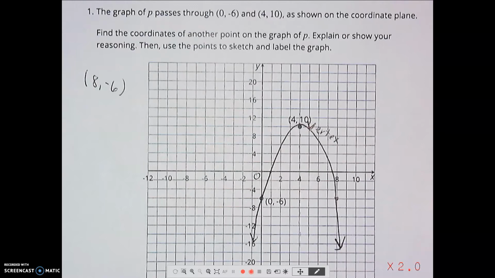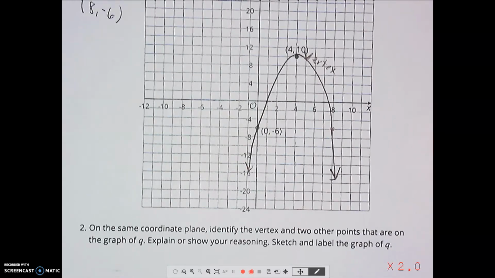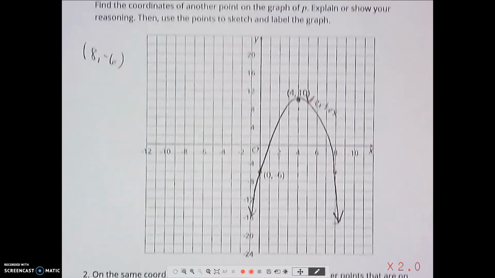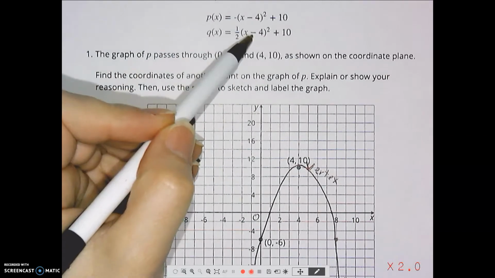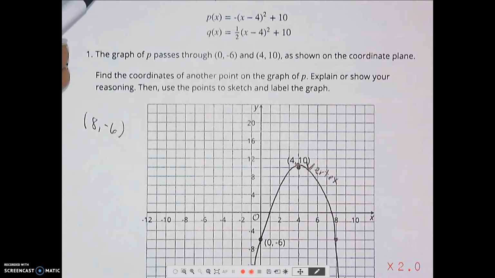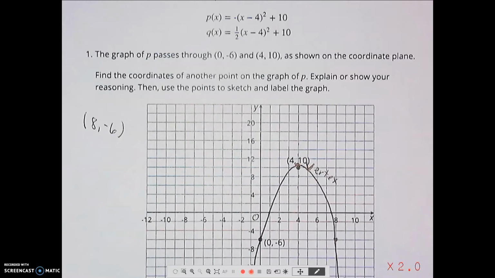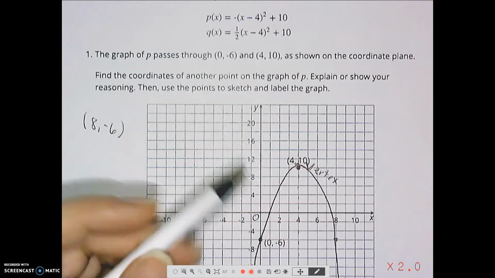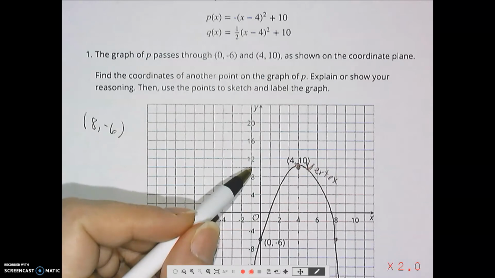Okay. Number 2 says on the same coordinate plane, identify the vertex and 2 other points that are on the graph of Q. So we know, looking at this equation, that positive 4, positive 10 is still the vertex. It also said in the directions, sharing a vertex. And then we have to find 2 other points that go with this. So pretty much all we need to do here is just plug in some sort of number and see what we get out. All right, so if we plug in, let's just say 2. 2 is a pretty easy number to plug in. You can also plug in 0. That's not so bad to plug in.